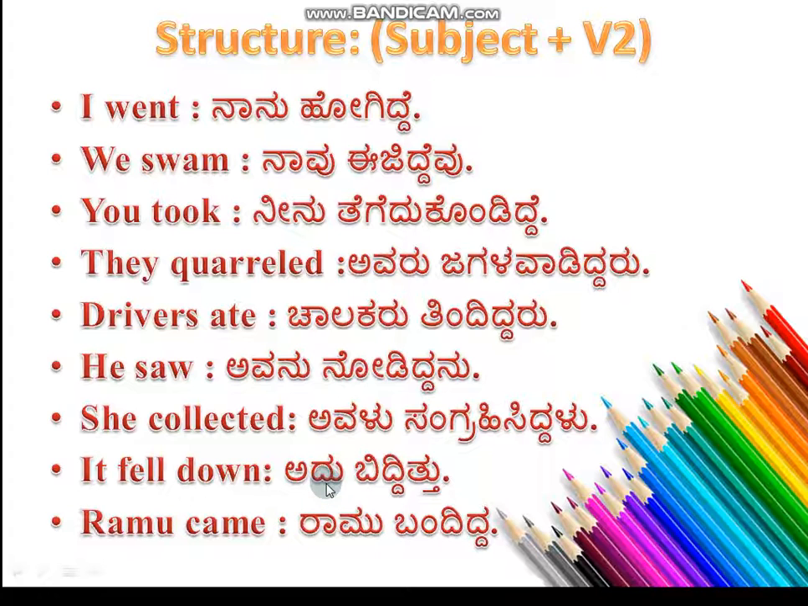Then Ramu came. �Ramu ಬಂದಿದ್ದ. See, I am using all kinds of pronouns and nouns. See here, these are I, we, you, they, and drivers is a plural noun, and he, she, it are third person singular, and Ramu is a singular noun. For all these we use only the V2 form. Hope that you all understood about simple past tense. You can add an object, anything.